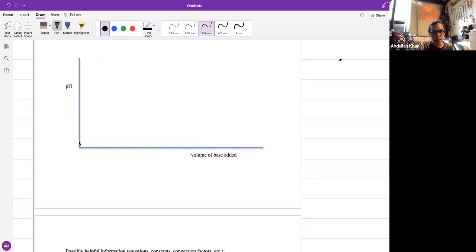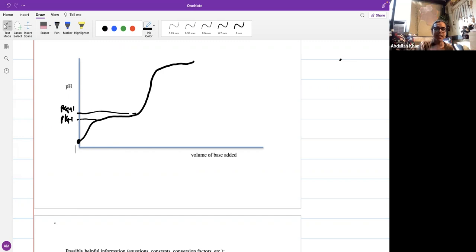So we're going to start somewhere. We're going to go rapidly up, plateau, rapidly up, plateau. pKa -1, pKa +1. We want to mark this first point. Only acid, no base added.